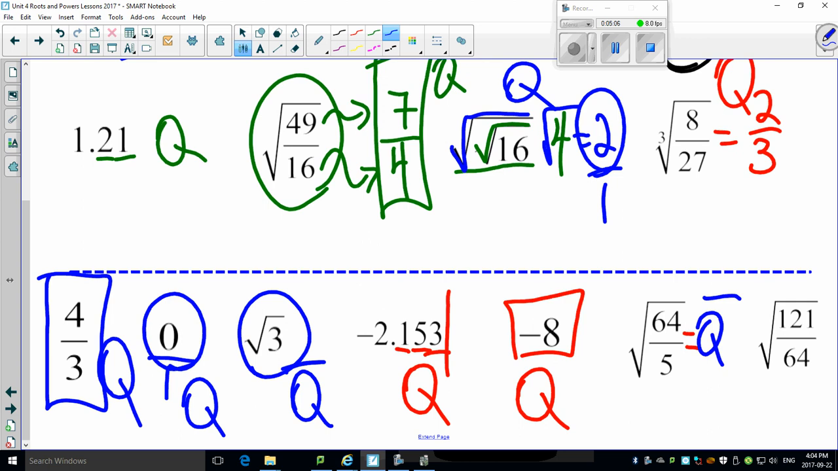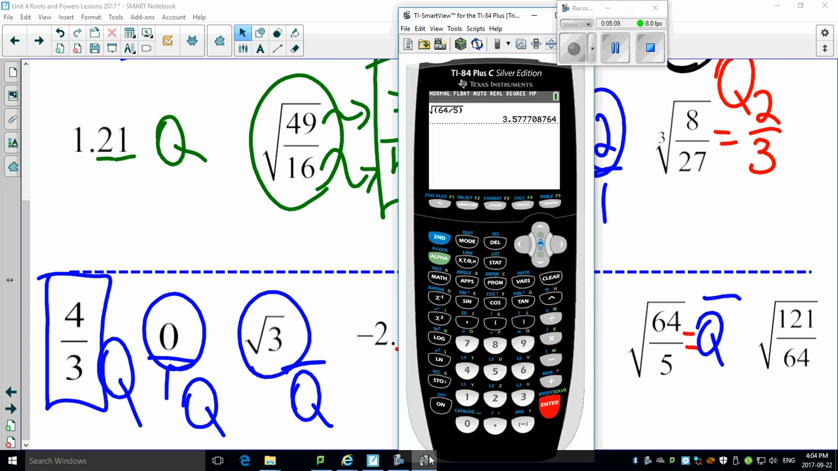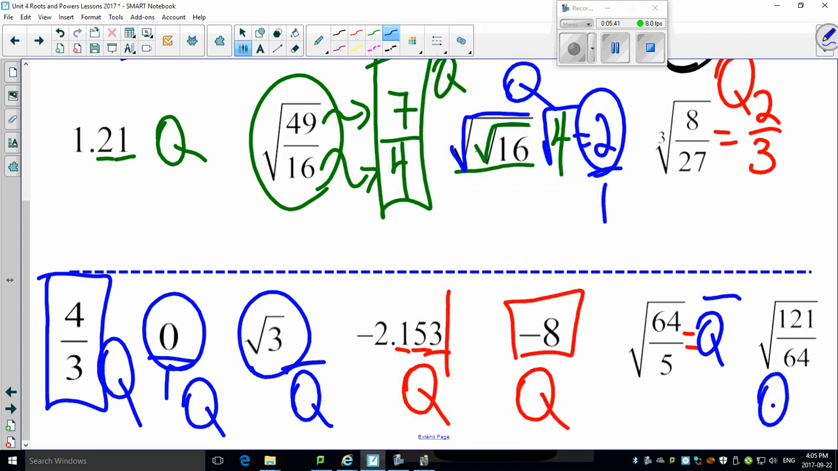Okay? And finally, 121 over 64. Let's look at that one. Even if we put that into a calculator, second square root, 121 divided by 64. Oh, I didn't put it into a bracket, so let's put the bracket in there first. 121 over 64. Now, what do you think? Is it going to be a Q or a Q bar? Let's check it out. Boom. Oh, it terminates. It stops. Look at that. It stops at 0.375. That, in fact, is a rational number. So there's some really beautiful examples for you to figure out what is rational, what is irrational.